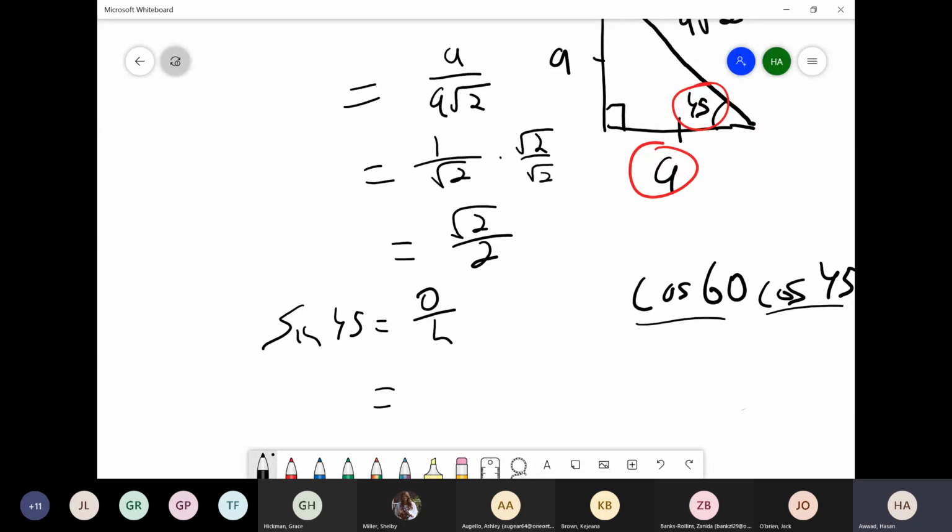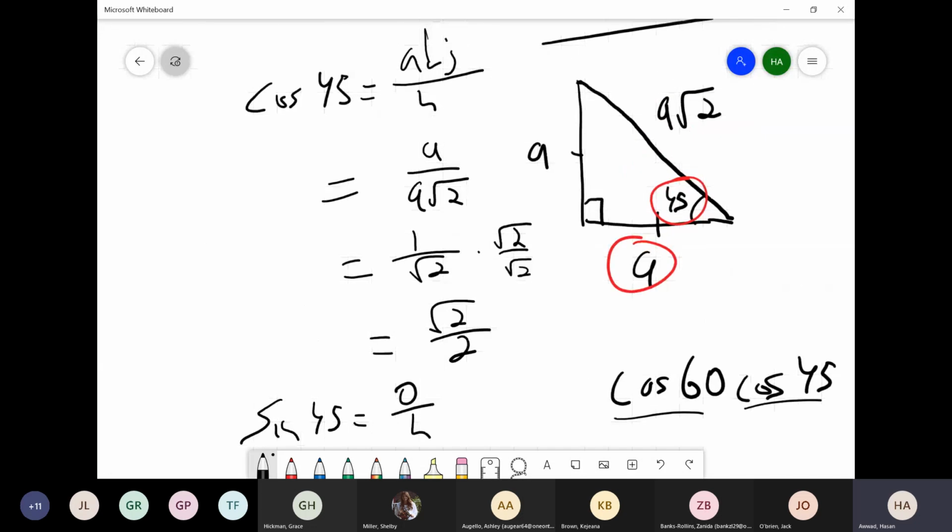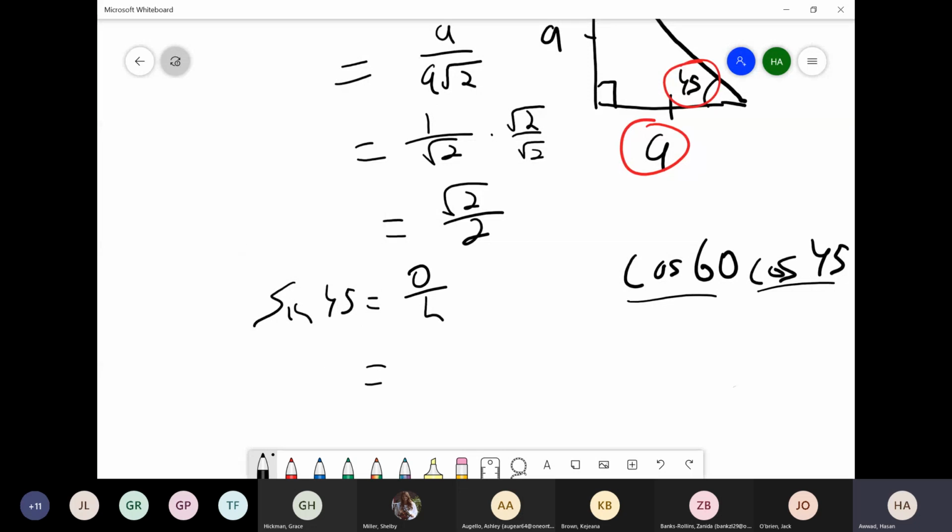So opposite over hypotenuse. And just like I was saying before, in a 45-45-90, since opposite and adjacent, regardless of the angle that you're talking about, because they're both 45 degrees, come out to be the same thing, we know that we should actually just get the same thing, right? So it should be a over a radical 2, and I'm just going to simply skip the simplifying piece here, so we should just end up with square root of 2 over 2 for sine of 45 as well.